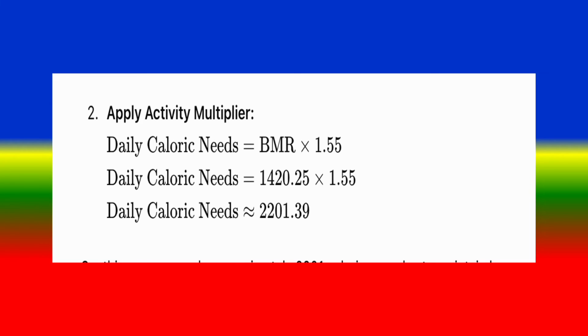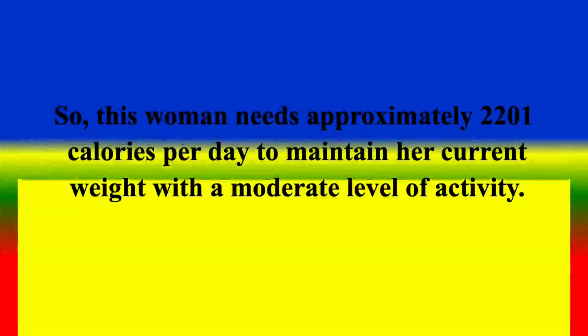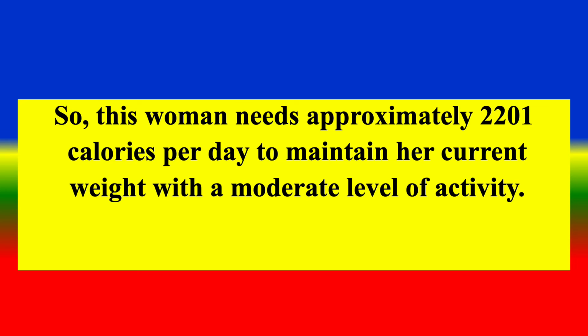Then apply the activity multiplier for daily caloric needs: BMR times 1.55. The daily caloric needs is equal to 1420.25 times 1.55, so daily caloric needs is equal to 2201.39. So this woman needs approximately 2201 calories per day to maintain her current weight with a moderate level of activity.